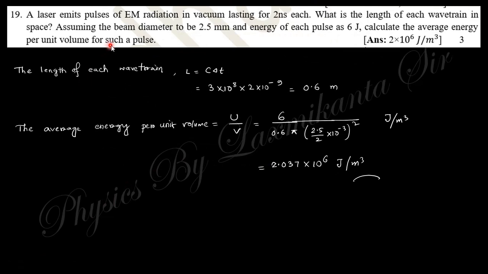Next thing, a laser emits a pulse of electromagnetic wave lasting for this time. So what is the length of the wave train? Wave train length is velocity into time. So this is 0.6 meter. And the average energy per unit volume, that is energy per volume. Volume is pi r squared L, that is the L, and the pi r squared, where r is the diameter divided by 2. Okay, so this is the average energy per unit volume.